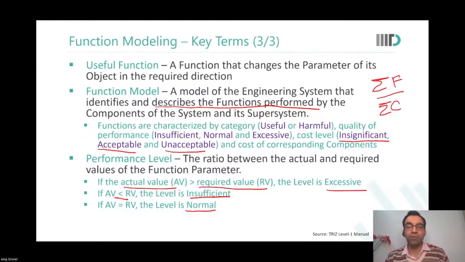Any questions? Because then I would want to move to the next step, which is called trimming. I want to cover at least some part of trimming today so that you can go back home, start to work on the function models of your system and see if trimming is possible there or not. Any questions still here?